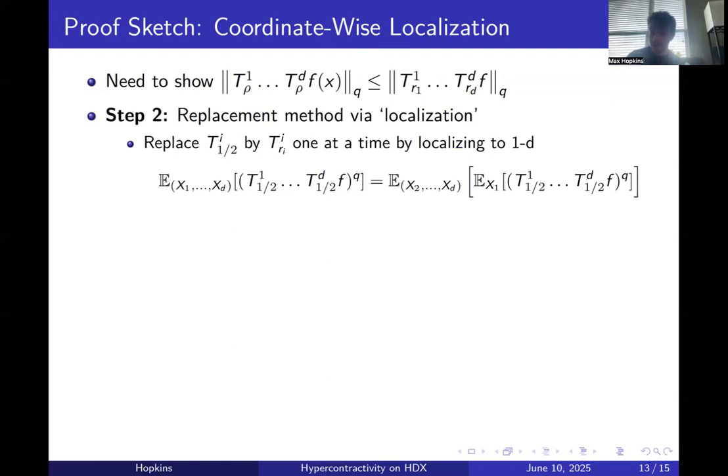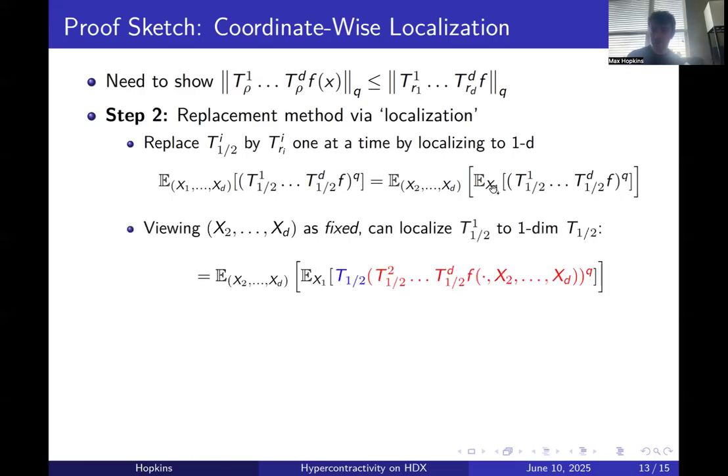We'll localize by saying, first I'm going to draw x_2 through x_d, and then, conditioned on x_2 through x_d, I'll draw x_1. On a product, you don't have to really condition, right? Things are independent, so it doesn't matter what x_2 through x_d are, to an extent. But if you move to high-dimensional expanders, things aren't independent, and you have to be careful about conditioning. Regardless, draw x_2 through x_d first, then have an inner expectation over x_1.